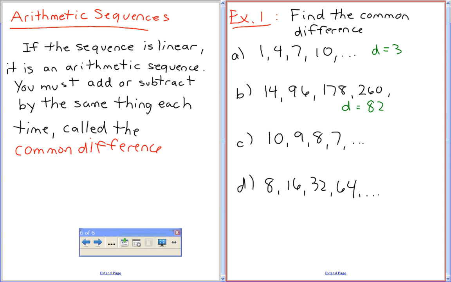All right, Nate. -1. It's okay to have a negative first difference or negative common difference. That's okay. Joe. Right. So this is d equals none.